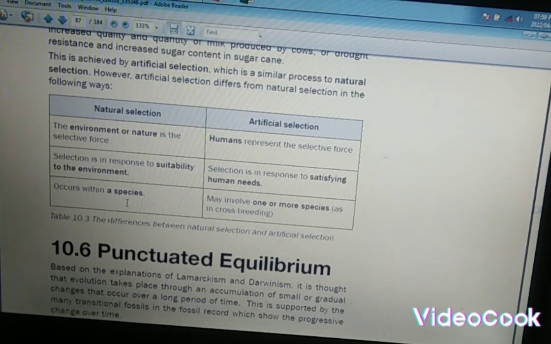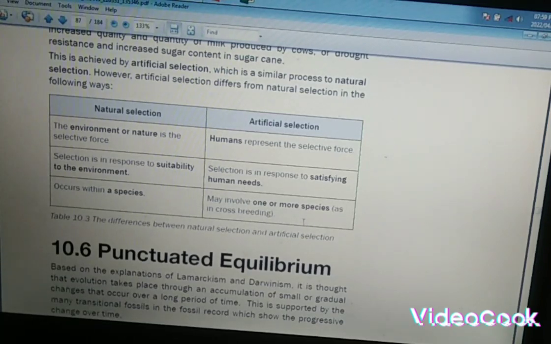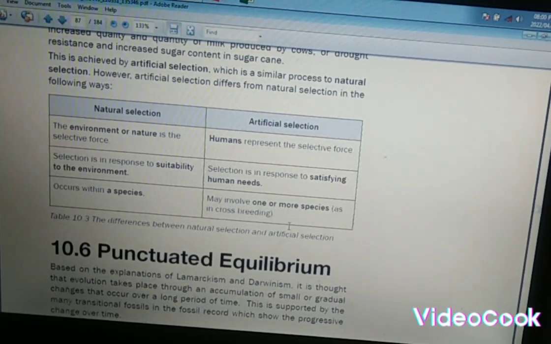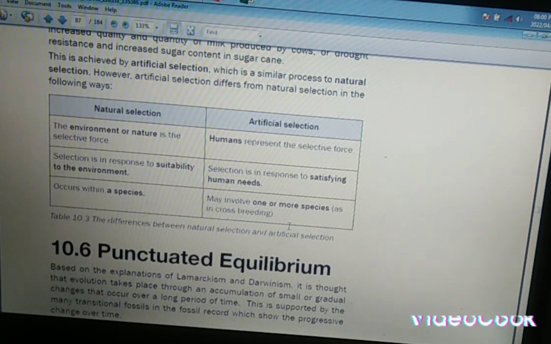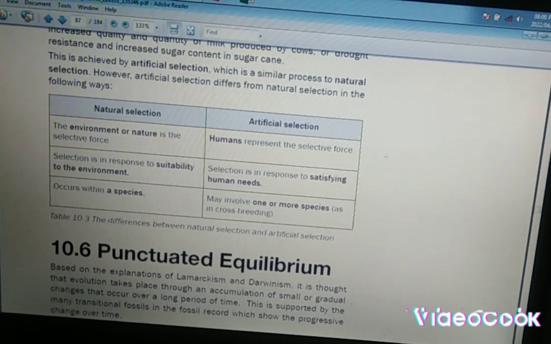So, natural selection occurs within a species, right? It occurs within species. But as for artificial selection, it involves one or more species. It's like a crossbreeding thing. Like I said, I'm growing my potatoes, but now I'm introducing a fish gene. So it's not within one species. It's between a lot of species, right? Only to satisfy the human needs. Okay. That's all on artificial selection and natural selection.